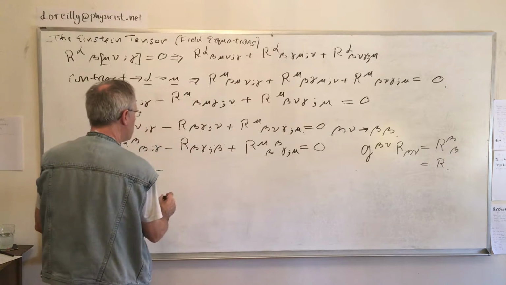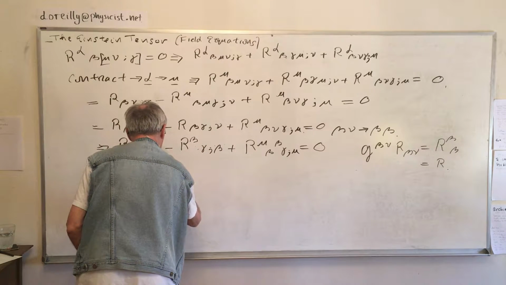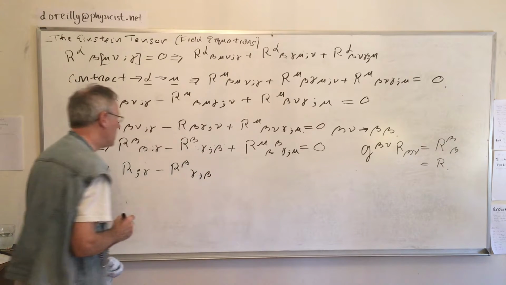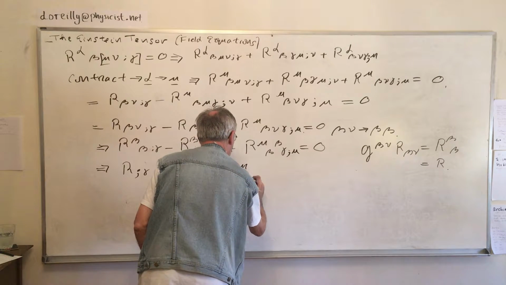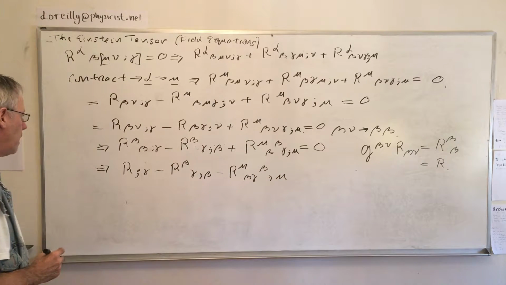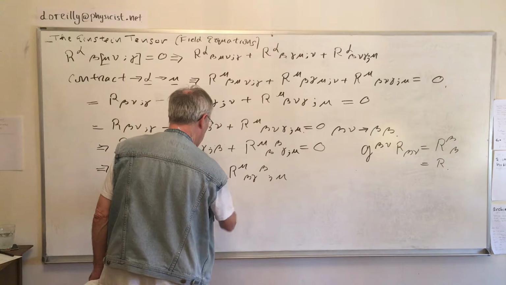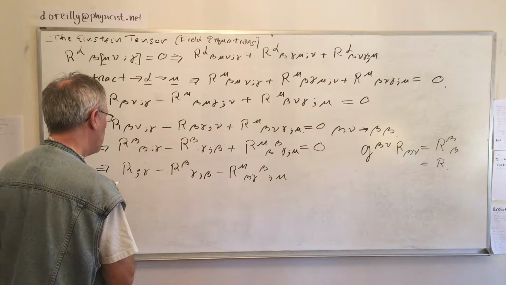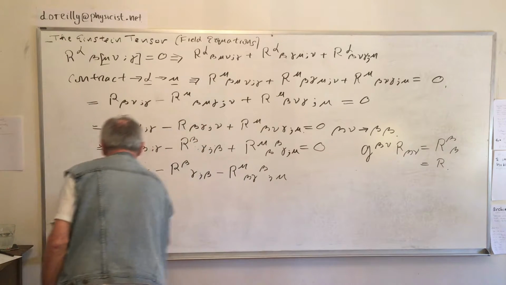Now this should be upstairs with the mu. That's what it should be. And I have that object there. Now let's see which way I'll operate with this one here. Okay, this is going to give me an R mu gamma.